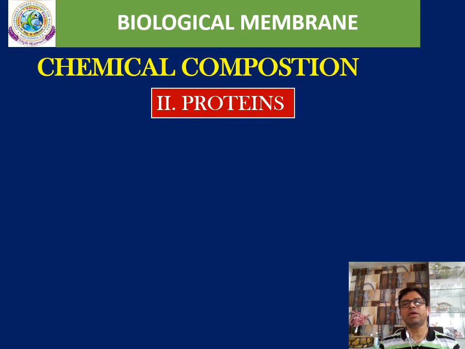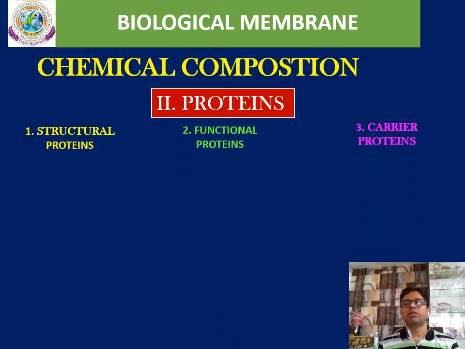There are three types of proteins present in the plasma membrane. They are: number one, structural proteins; number two, functional proteins; number three, carrier proteins. Structural proteins.